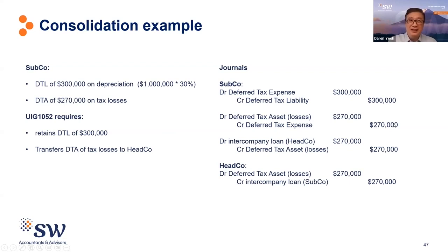Now, as a subsidiary has recognized a deferred tax asset on the losses, it is immediately assumed by the head company. So it credits the deferred tax asset account by 270,000, and assuming that a tax funding agreement is in place, it would debit the intercompany loan by 270,000. The head company has assumed the deferred tax asset, so it needs to debit the deferred tax asset by 270,000. The credit entry is to credit the intercompany loan with the subsidiary company by 270,000.